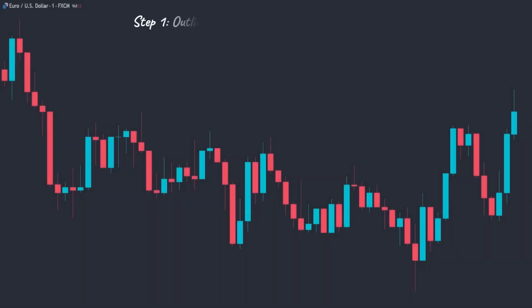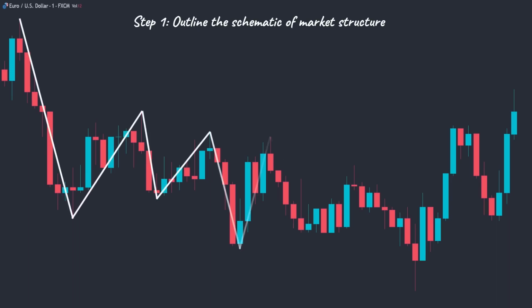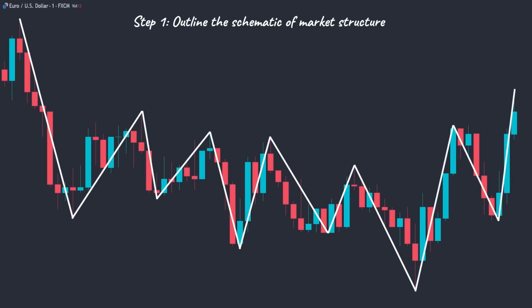As we begin our analysis on the 1-hour chart, our initial step is to outline the market structure's schematic to understand the market direction and structure. This schematic is sketched from the lowest point to the highest points of visible swings. For example, here this could be the schematics of market structure swings for this pair.